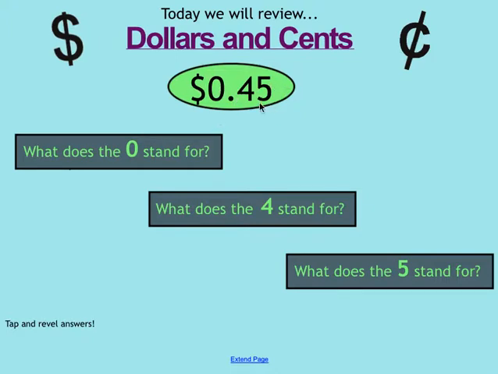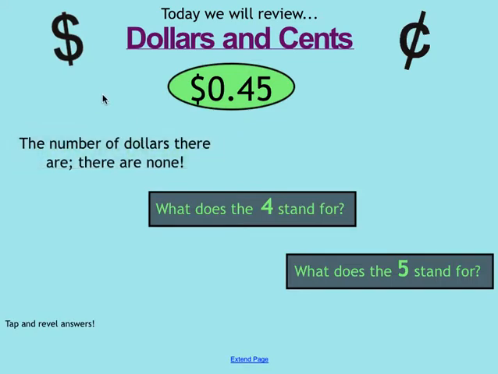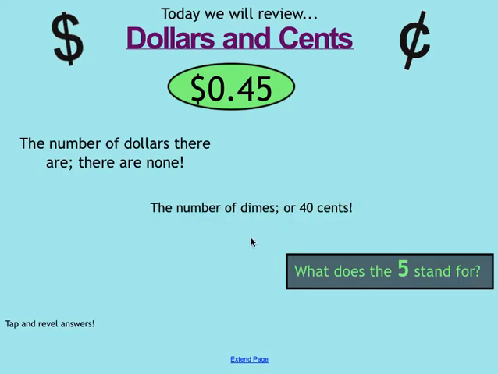We have 45 cents. And we can take a look and know exactly what each of these digits mean in this number. For example, we have a 0 here in our 45 cents, and the 0 is the dollars place. So that tells us how many dollars we have. We don't have any dollars here because there's a 0. If we look to the right of the decimal point, we see a 4, and that is in our dimes place. So the 4 will tell us that we have 40 cents.